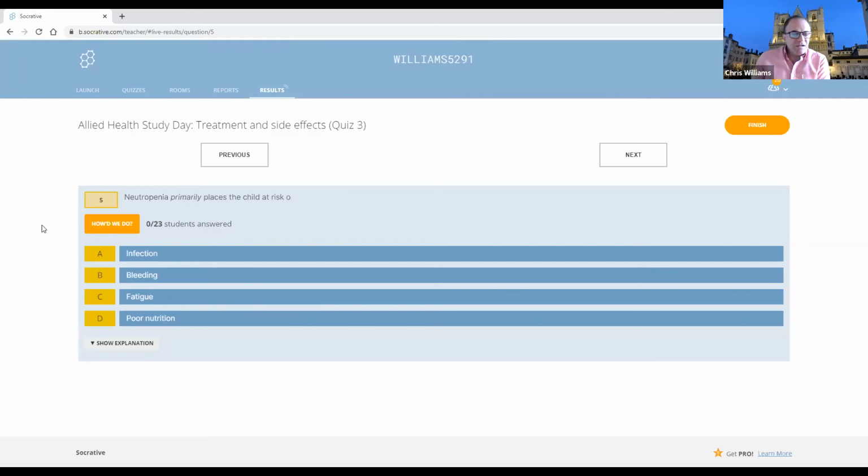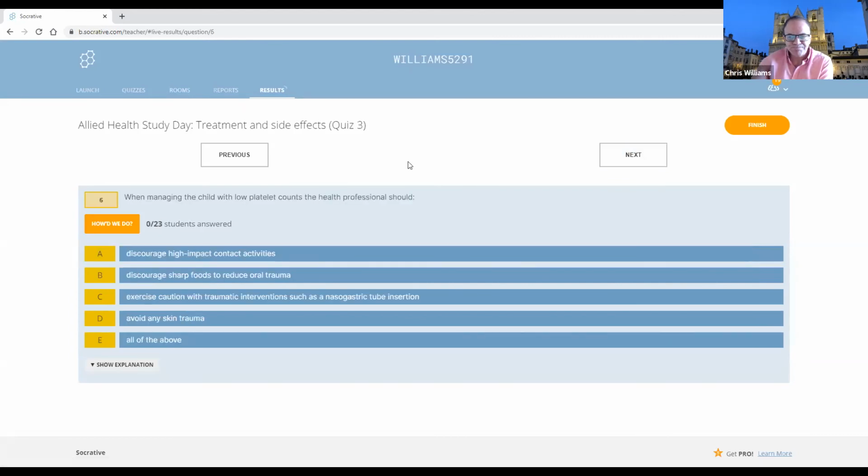So neutropenia primarily places the child at risk of what? Infection. And in times of neutropenia, we do cause a lot of anxiety in parents as well, particularly about us and the way we're looking after families and hygiene. And again, Lisa will talk about some of that in an upcoming session around the care of children with neutropenia precautions. When managing the child with a low platelet count, what should the health professional do?